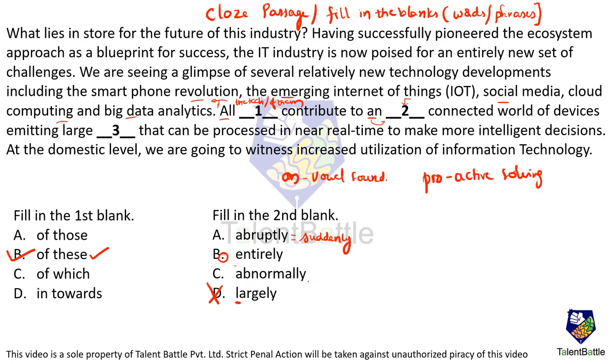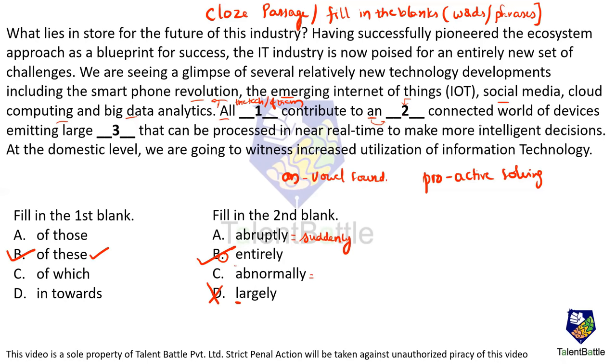Now, let us check option C also. Abnormally. Abnormally means not normally or not usually. So can I say contribute to an abnormally connected world of devices? No, it should be a positive term if I'm not wrong. So that says only entirely fits in the blank. So again, option B must be the answer for blank two.